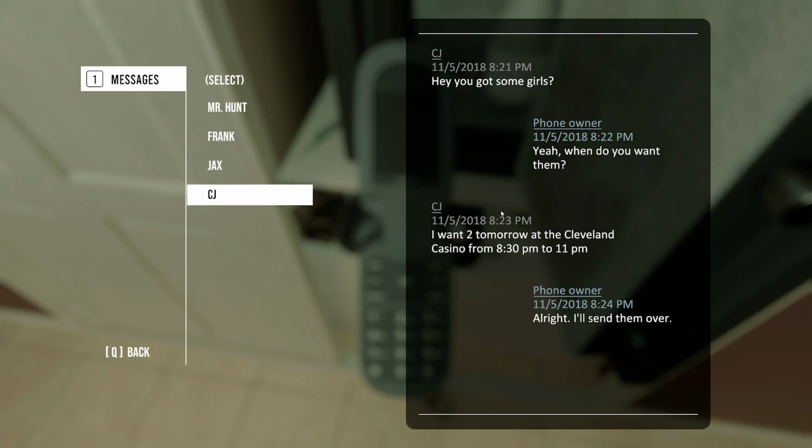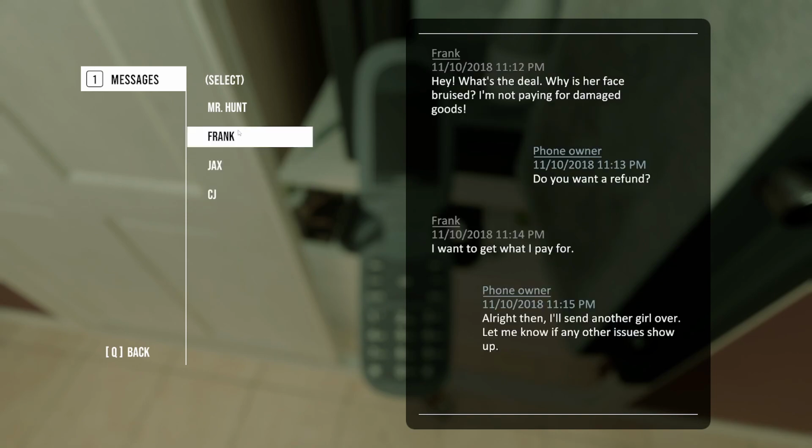5th. I want 2 tomorrow at Cleveland. That would be 6th. So, is the client Frank who stole Stephanie's money? Because somehow I thought that... so would this be another beating we don't have? So we would have 3 beatings altogether.